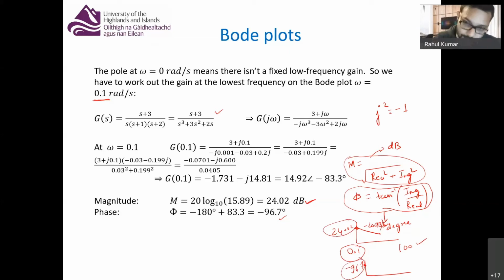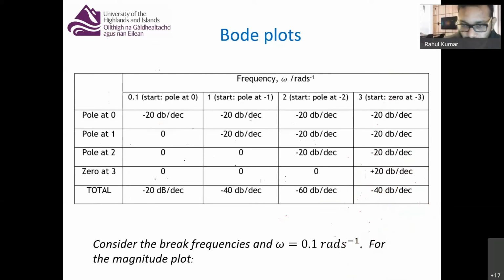Now I also know the break frequencies, that is, from where the slope of the lines will change. So let's draw those values. In this table I have highlighted all the points. Since we have a pole at 0, the initial slope will be minus 20. So we are starting at 0.1. From 0.1 radians per second itself, your slope will be minus 20 dB per decade.